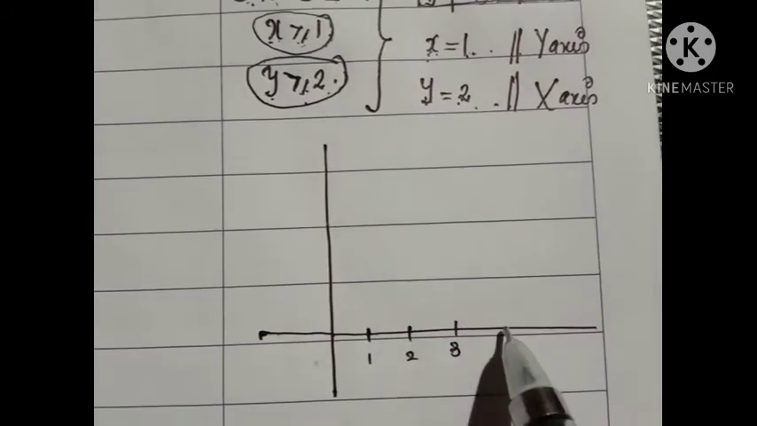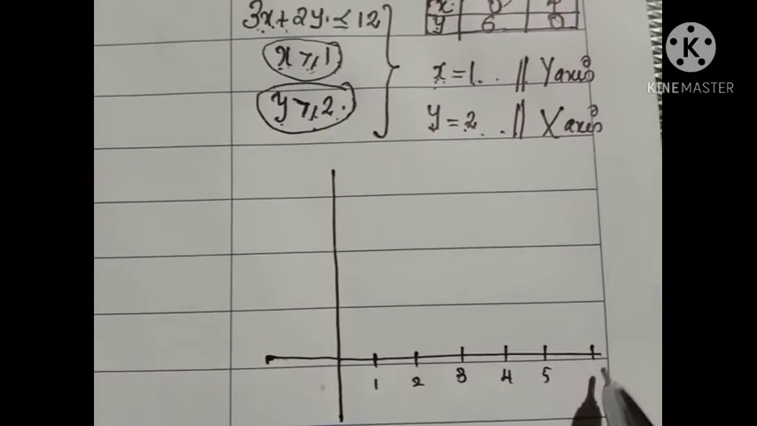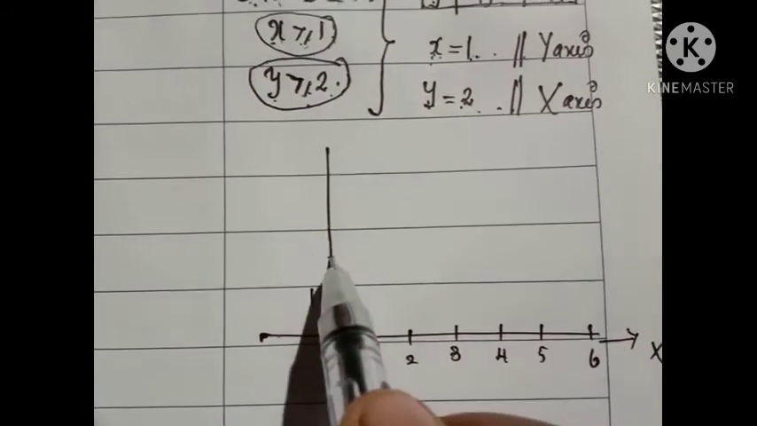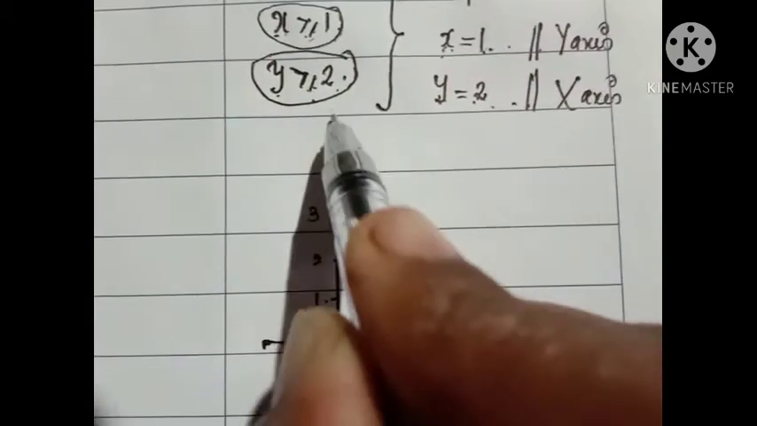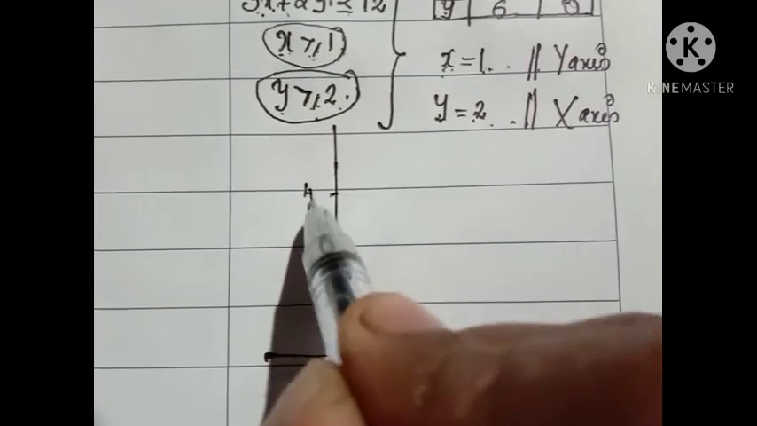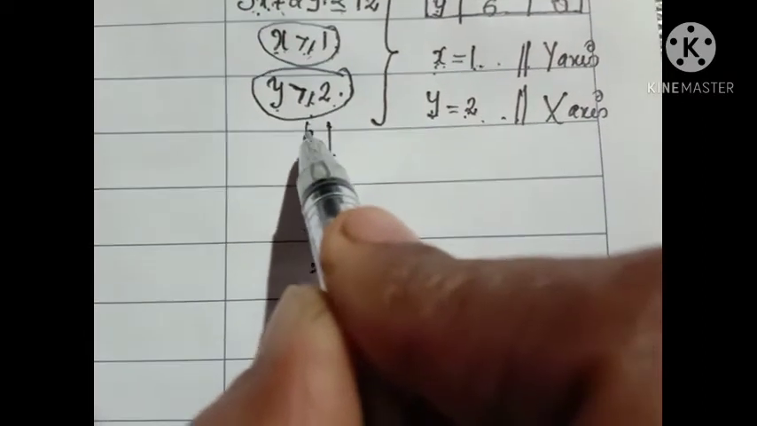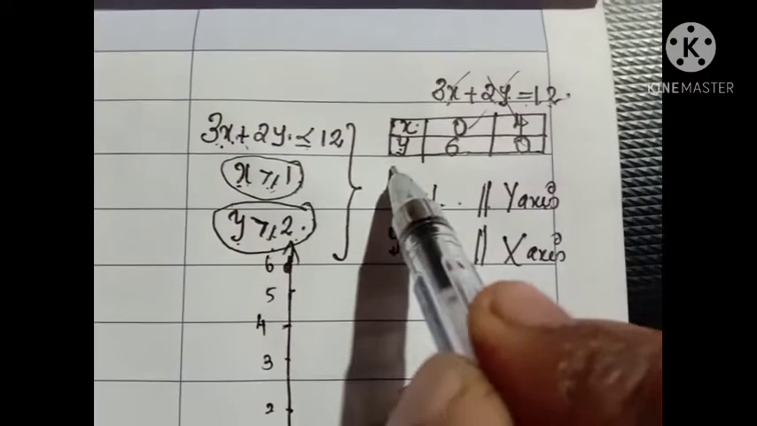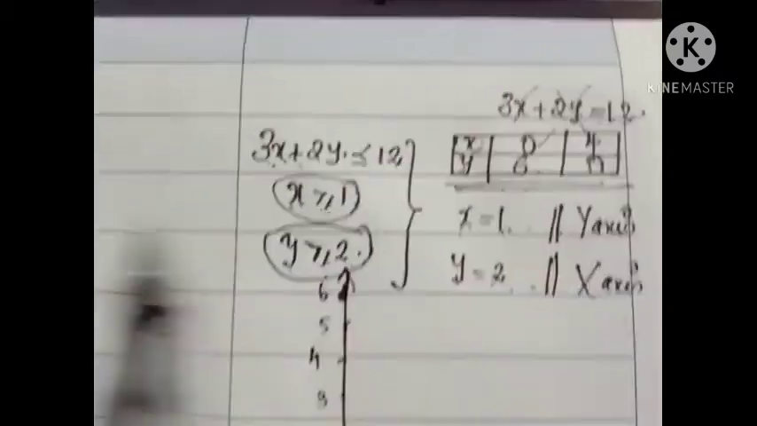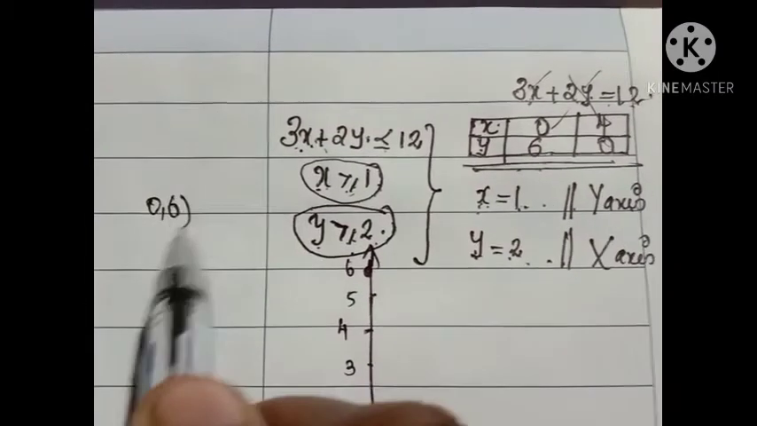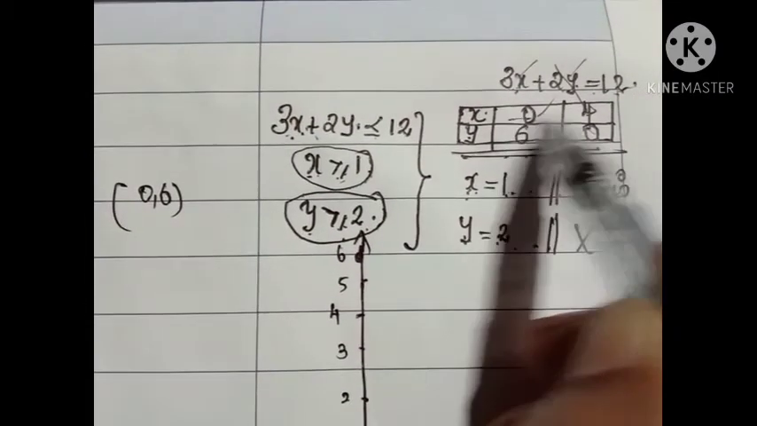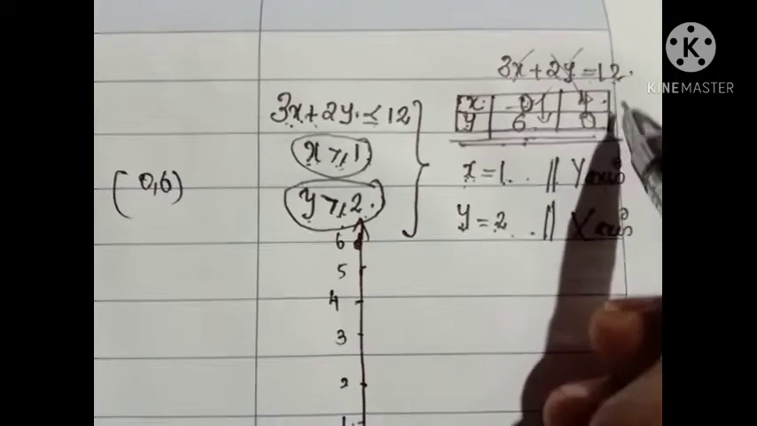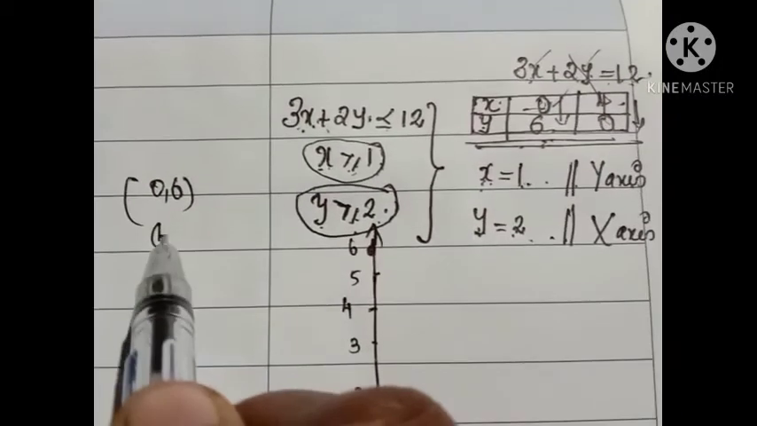Simply drawing the graph: 1, 2, 3, 4, 5, 6 on the y-axis, and on the x-axis 1, 2, 3, 4, 5, 6. So first we need to draw this line. The coordinates are, listen, 0, 6. Don't say 0, 4. It's vertical way you have to collect the coordinates. So 0, 6 and 4, 0.